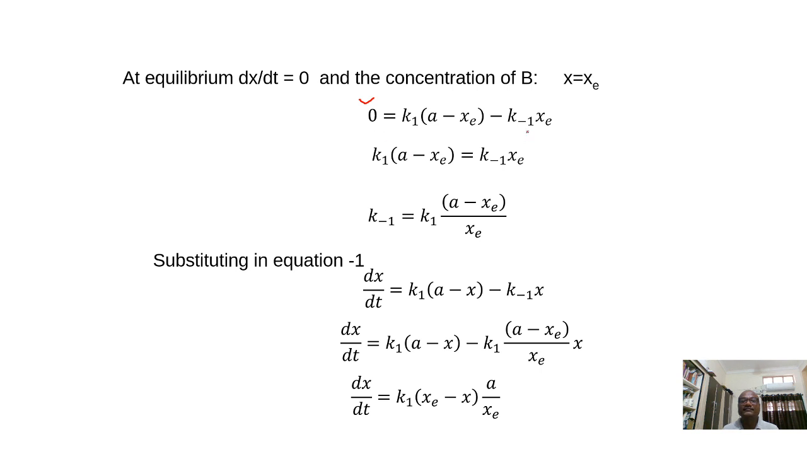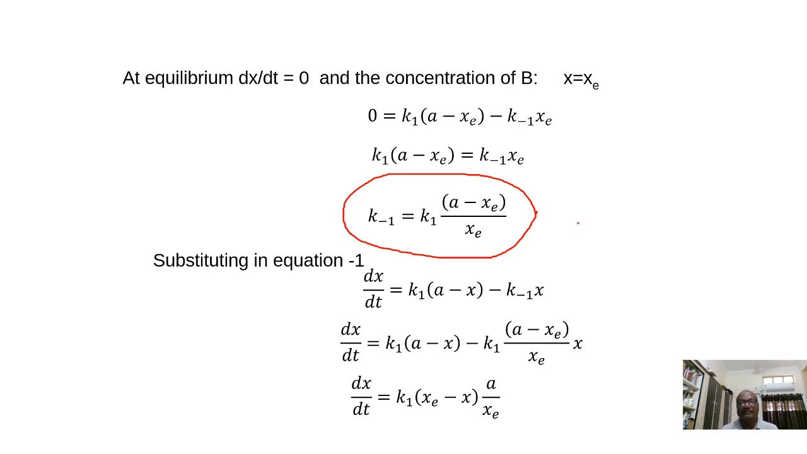Since it is 0, we can shift the terms. This equation gives K1 into (A minus Xe) equal to K minus 1 into Xe. What is Xe once again? It is the concentration of B at equilibrium, or the concentration of A consumed in the reaction when equilibrium is reached. Now from this equation we write K minus 1. You are just shifting this Xe in this direction, so K minus 1 is equal to K1 into (A minus Xe) divided by Xe. That is the equation for K minus 1.